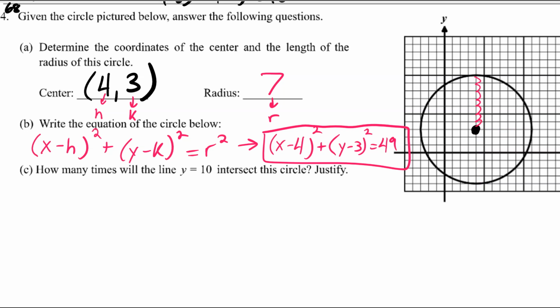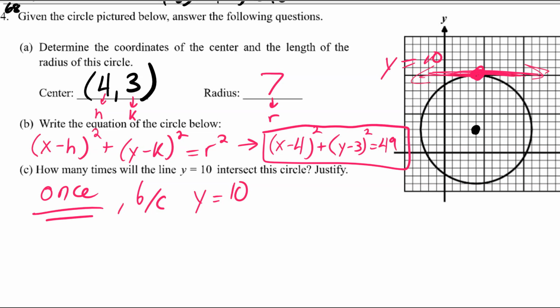Now part C asks how many times would the line y = 10, which is just a horizontal line at a y value of 10, intersect the circle? Justify. Well, it looks to me like it intersects exactly once at the top there, and that's because y = 10 is tangent to the circle. Remember that a tangent line has exactly one intersection point with the circle. If it went through, like a secant line, that would have 2 intersection points.